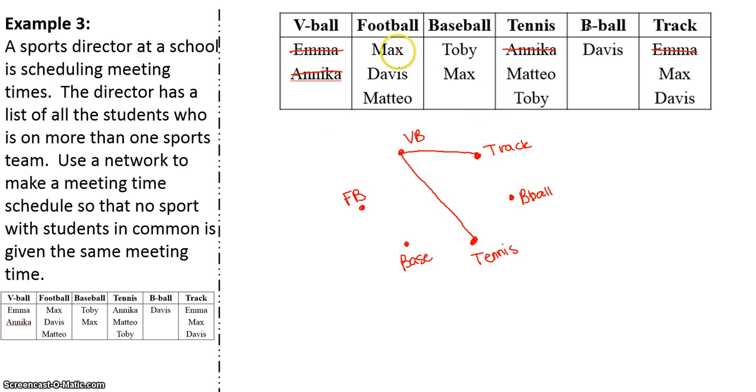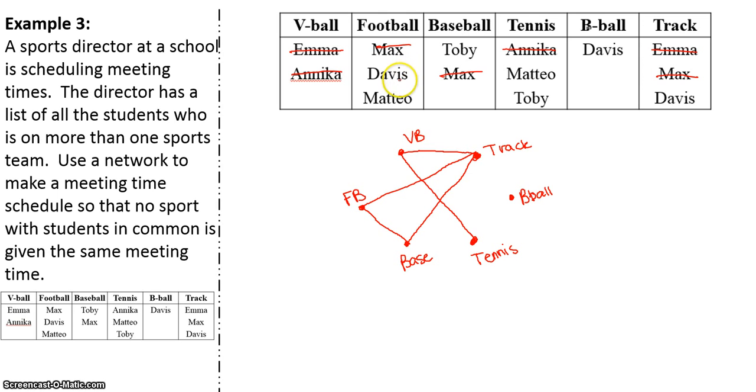So then Max is in football, baseball, and track. So whenever they're in three, you're going to end up making a circuit or a triangle here for these three. So football to baseball, and then football to track, and then track and baseball. So since he's in football, baseball, and track, you have to connect all three. Make that triangle, that circuit for those three. Okay, so Max is finished. So I'm going to cross him out.